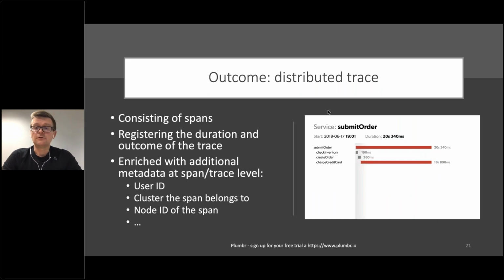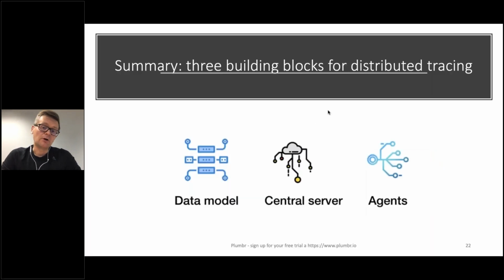And as an outcome, you'd get to see a distributed trace, which consists of spans. Every span registers its duration and the outcome. Out of those, the entire duration and outcome of a trace will be calculated. And also both the spans and the trace itself can be enriched with additional metadata, such as, for example, the user ID. So a distributed trace is composed, and we know what it is composed of. Besides, we learned that there is a need for one single centralized piece in the equation, and the agents have a role to play in this.